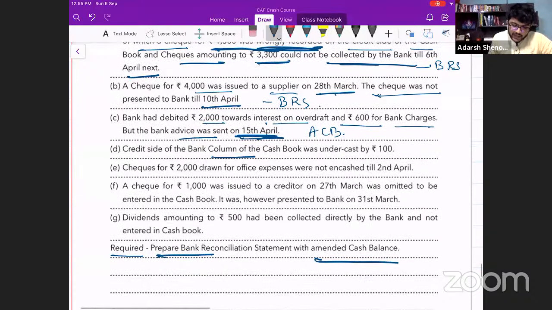Credit side of the bank column of the cash book was undercast. Will this come in adjusted cash book or will this come in the passbook? BRS. Where will this come? This will come in the adjusted cash book. Very good. Can you tell me what should I do with this? This is a mistake, right? This is an error. Credit side was undercast. That means we have written less credit. Now what should you do?